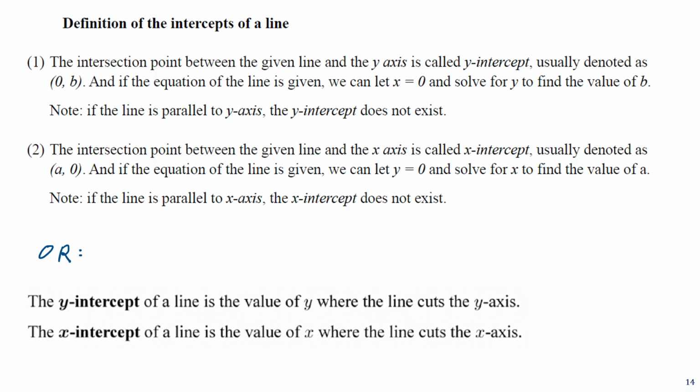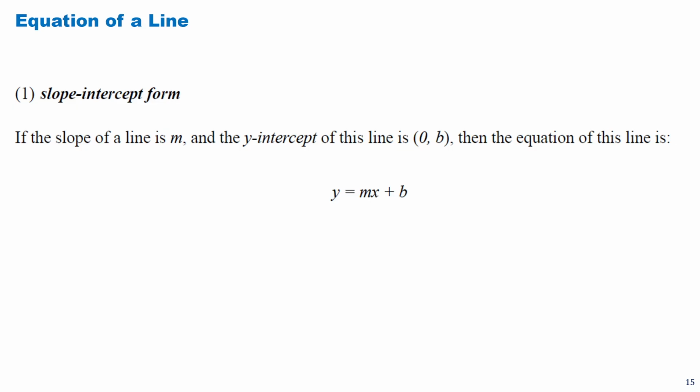So next, let's have a look at the equations of lines. How do we express lines? The most commonly used equation for a line is a linear function, right? Which is also called slope-intercept form. If the slope of the line is m and the y-intercept of the line is 0, b, then we could express this line as y equals mx plus b, right? Again, I'm not going to prove this for you. If you are interested, you could let me know after this class.